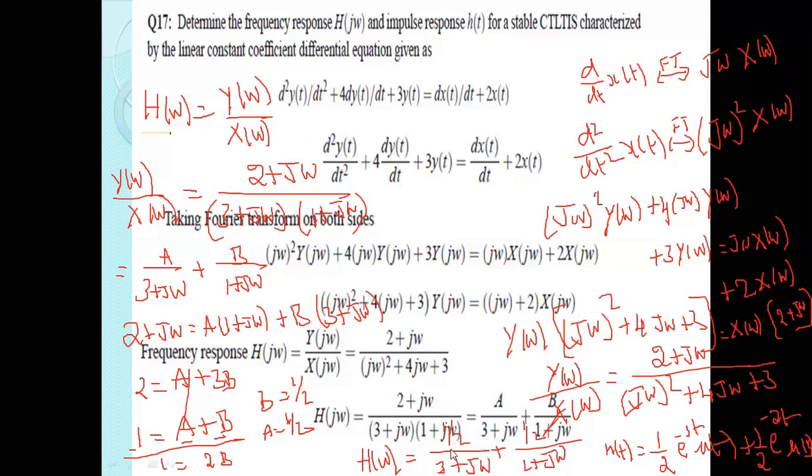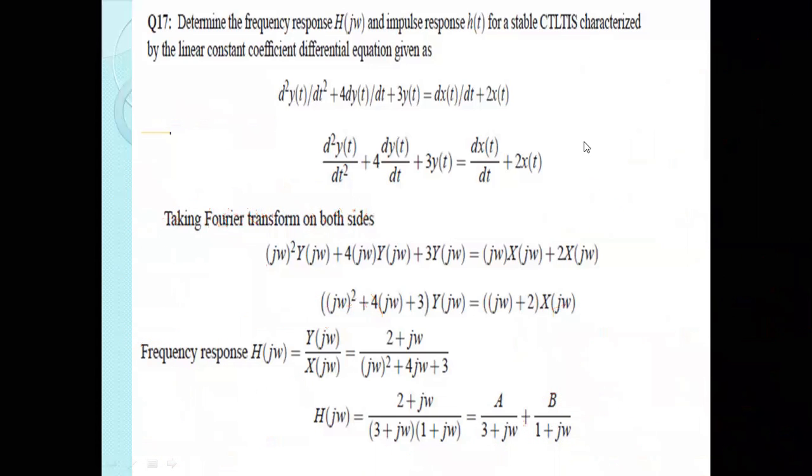H of omega has A and B equal to 1 by 2, 1 by 2. You have to find out h of t also. H of t is equal to 1 by 2 e power minus 3t u of t, and 1 by 2 into e power minus 2t u of t. Got it, my students? So, the frequency response and the impulse response.